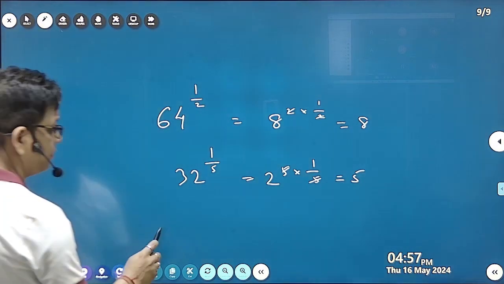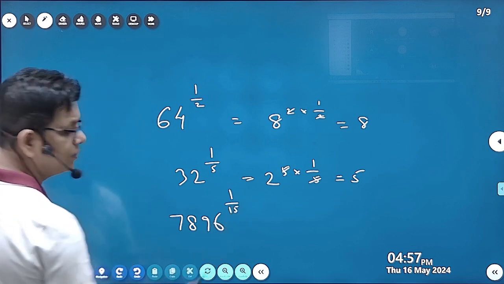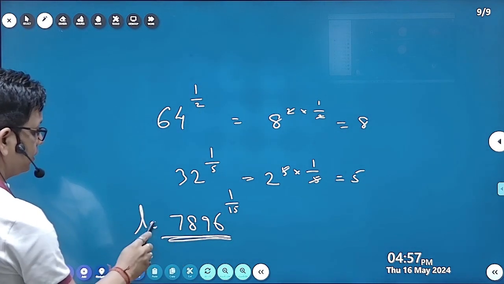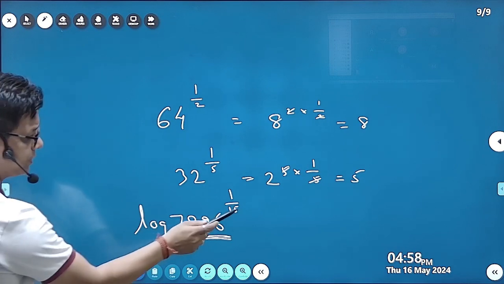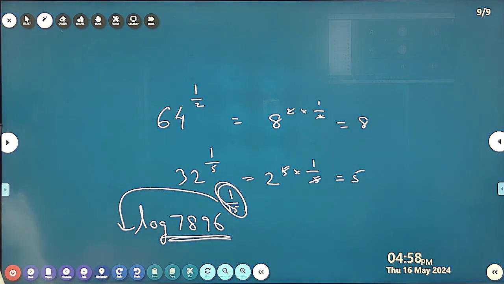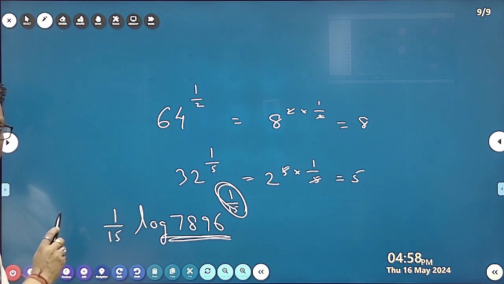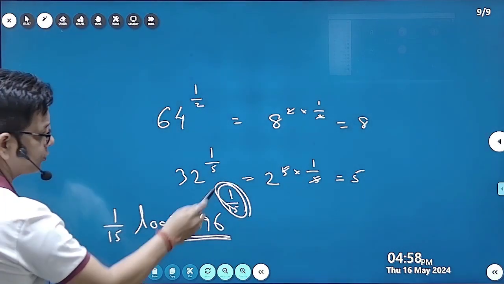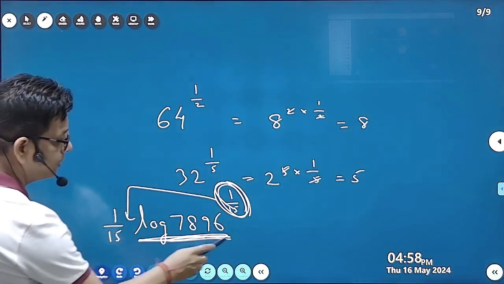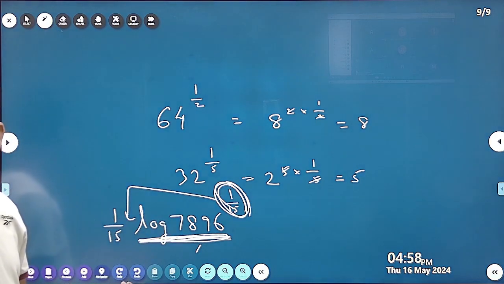But when you have numbers like this, 7, 8, 9, 6 to the power 1 by 15, it is very difficult to find. Yes or no? That is why we need to take log. Now, when you take log, I think you must have some idea. This exponent comes to the front, yes or no? So 1 by 15 will come here. That is the property of log: your exponent comes to the front. Right? And then log of 7, 8, 9, 6, we have a table for that. So now see how easy the calculation became.